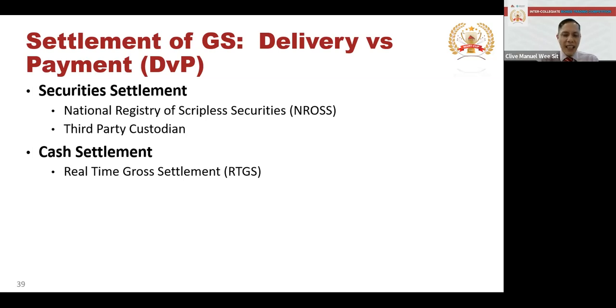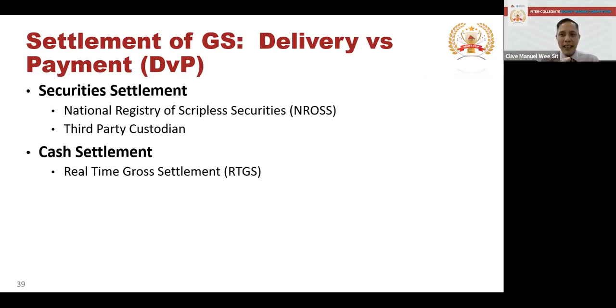Now, there's also the concept of a third-party custodian. These are usually for foreign clients or foreign investors in Philippine government securities. They would have to get a third-party custodian, a securities custodian, who will do this transfer of securities on their behalf. Who will do the safekeeping and the execution of the securities and cash settlement for the foreign client.